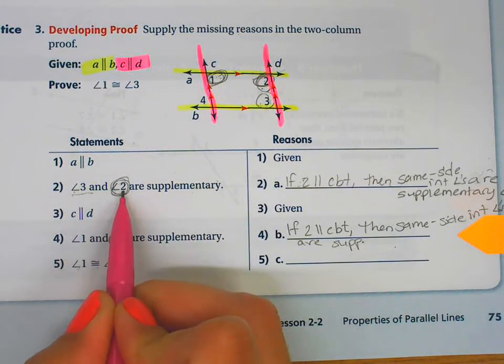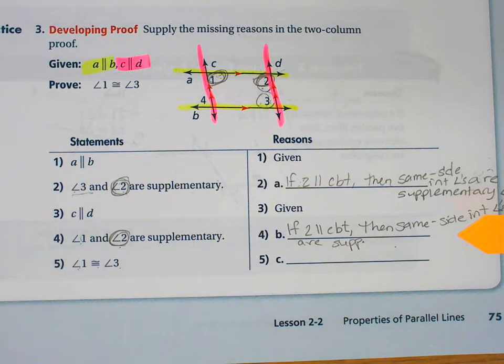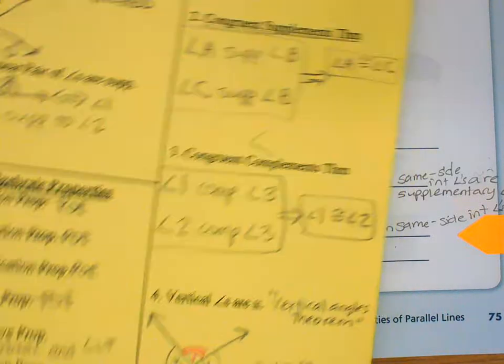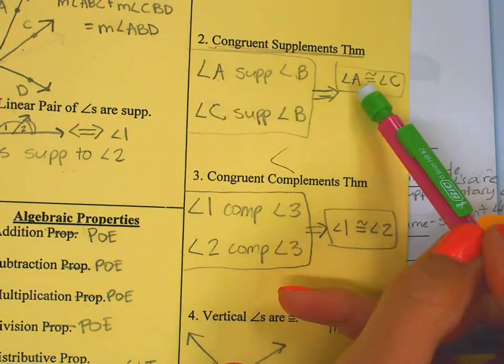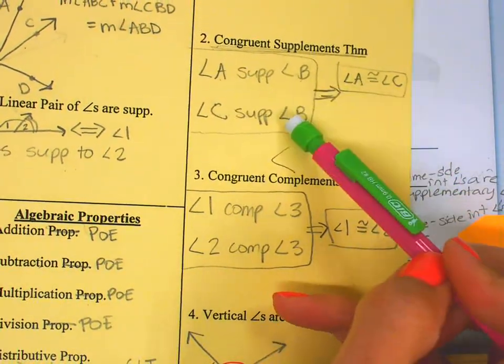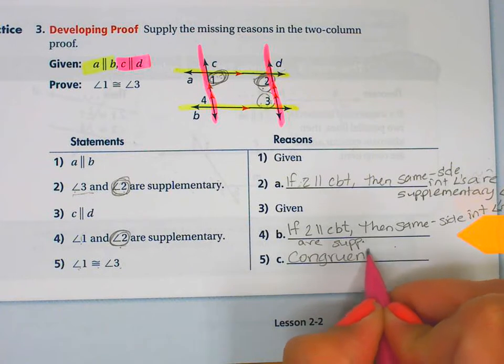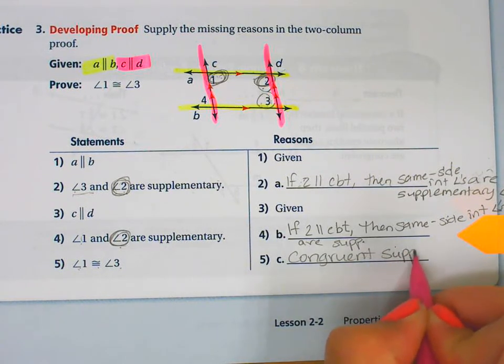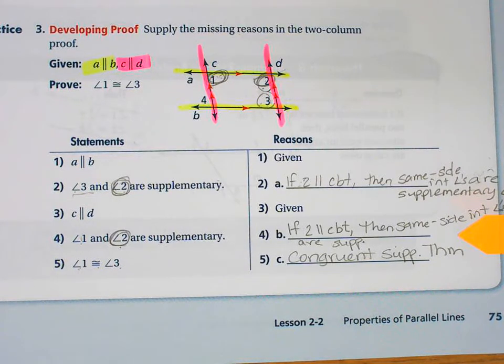If 3 is supplementary to 2 and 1 is supplementary to 2, then they must equal the same amount. They must be congruent. So that's what the congruent supplements theorem says. So A and C are congruent if they're both supplementary to B. So I just have to write congruent supplements theorem. Okay, so that's a little bit of practice on a proof.